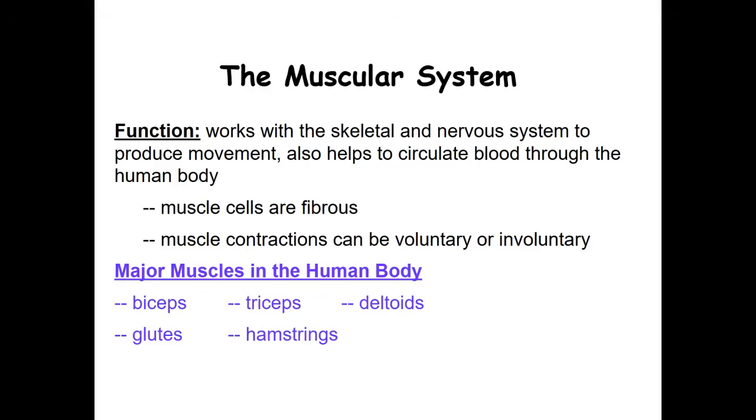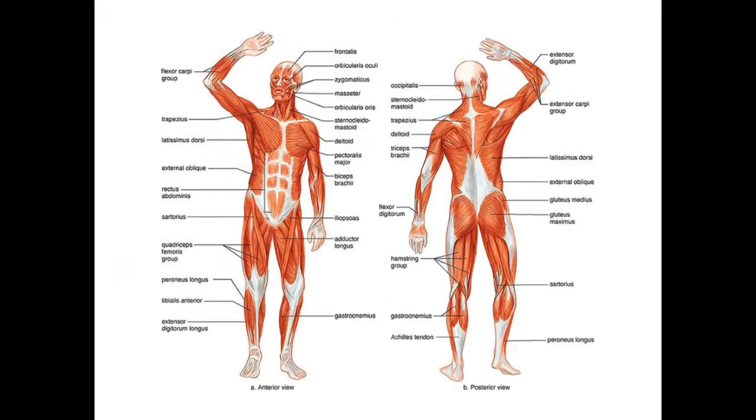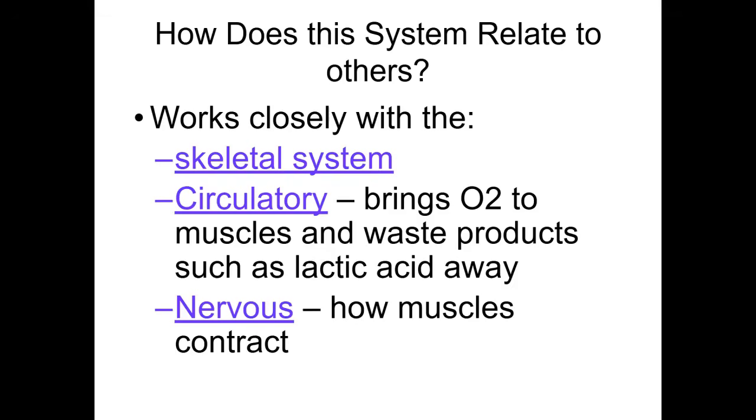So there's the function: works with the skeletal and nervous systems to produce movement and circulate blood through the human body. And then there's some of the major muscles. There's a lot of different muscles, and they are all in Latin. So, how does this one relate with others? For each body system, you will be writing some body system interactions. It works closely with the skeletal system, the circulatory system to bring oxygen to the muscles and remove waste products, and with the nervous system, which is how your muscles know to contract and move.